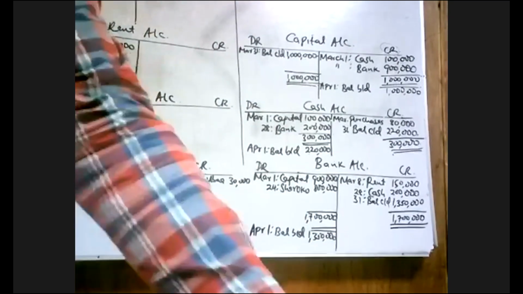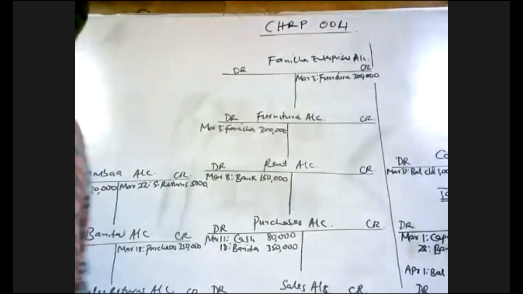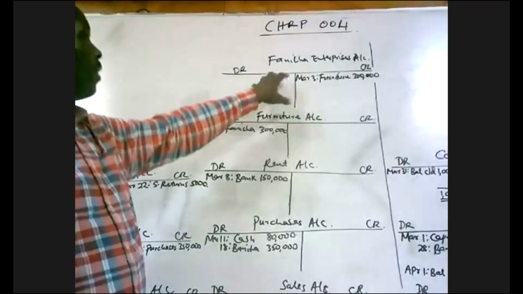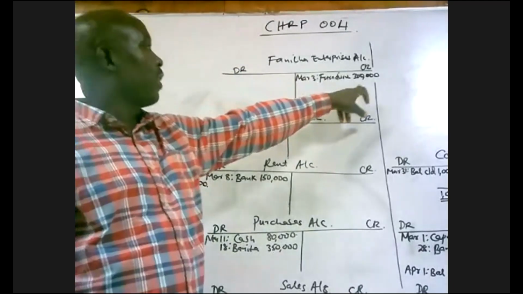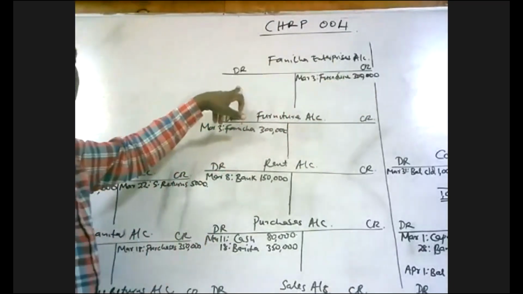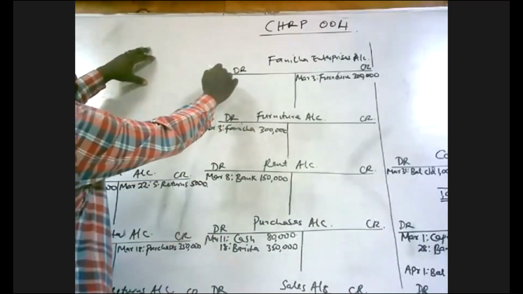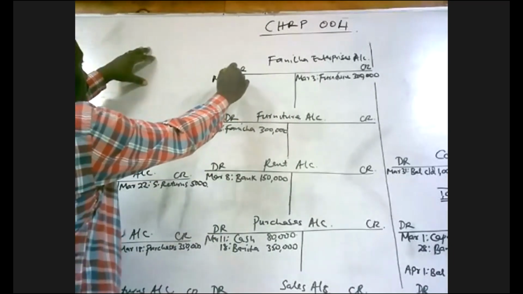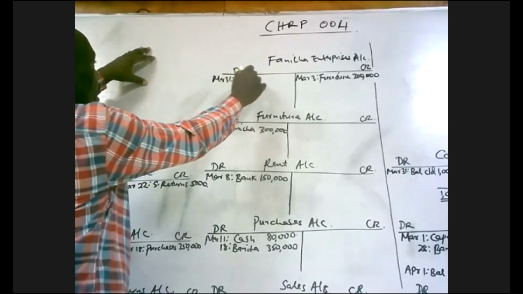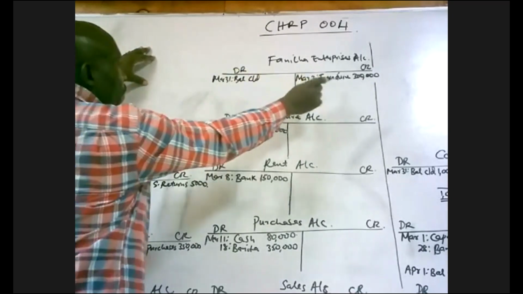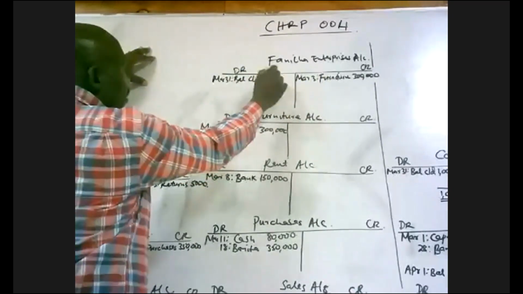Those accounts are done. Let us come here. Furniture enterprises, credit 300,000, debit nil. The end of March, that one. Balance carried down. The figure that we need to put here so that it balances.